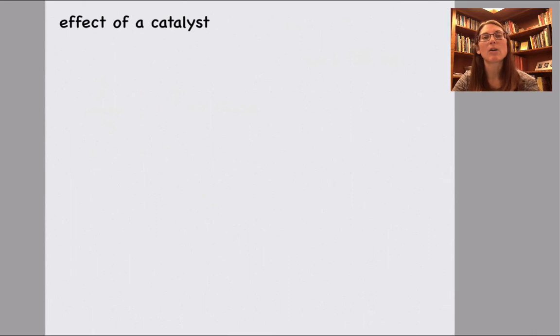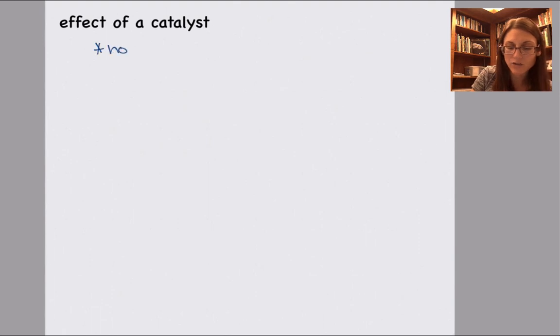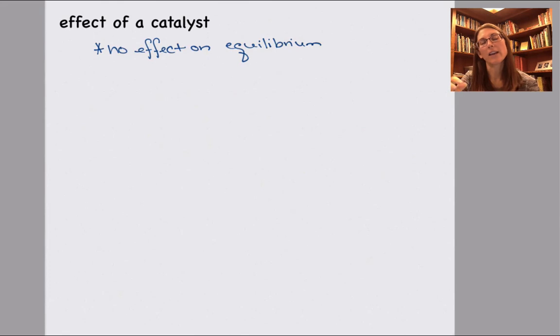Last thing I need to talk about when it comes to Le Chatelier's, what is the effect of a catalyst? And it turns out a catalyst has no effect on the position of an equilibrium. A catalyst will lower the activation energy for both the forward and the reverse reaction equally. And so as a result, both processes will speed up, but they'll speed up in equal amount. And so there's no net gain toward products or toward reactants.